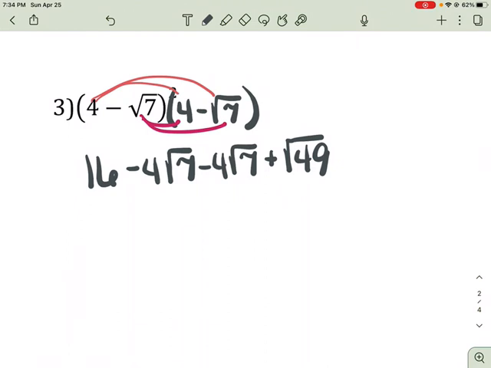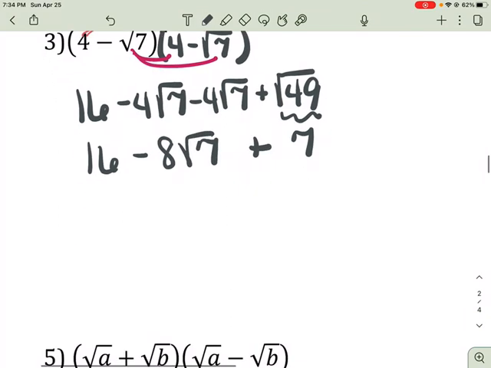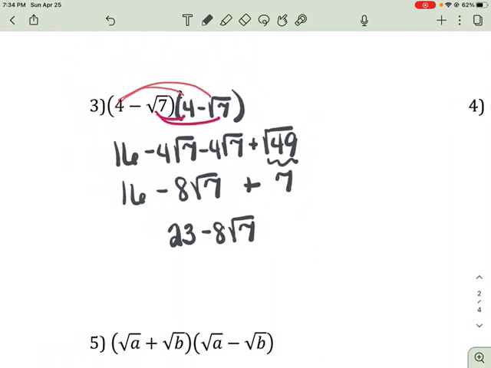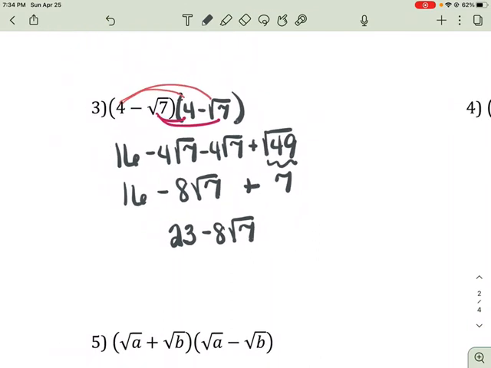Okay, so we can put some things together here. Oh, we can do this. This guy is 7. So 16 minus 8 square roots of 7 plus 7. So we can do 16 and 7. And we're going to get 23 minus 8 square roots of 7. Okay, that looked a lot harder than it actually was.